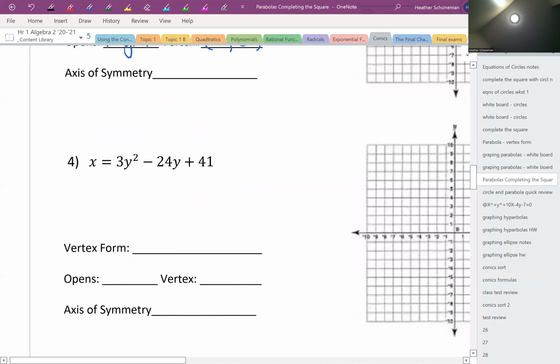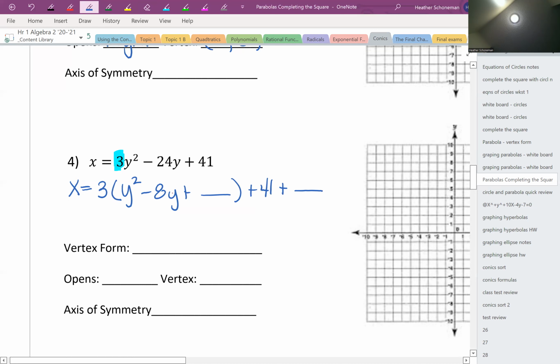Okay, this one over here, I cannot complete the square until I get it to be an invisible positive 1. So I'm going to factor out that 3, but when you factor something out, you factor it out only from the first two terms, nothing else. So I take out the 3, leaving me with y squared, negative 24 divided by 3 is negative 8, y plus blank, plus 41 plus blank.